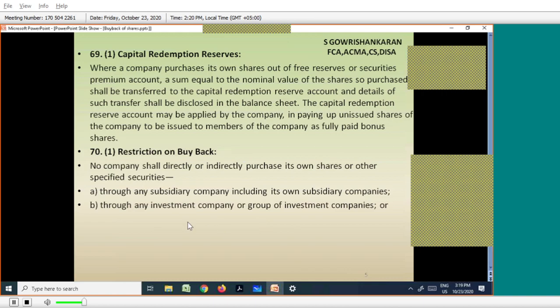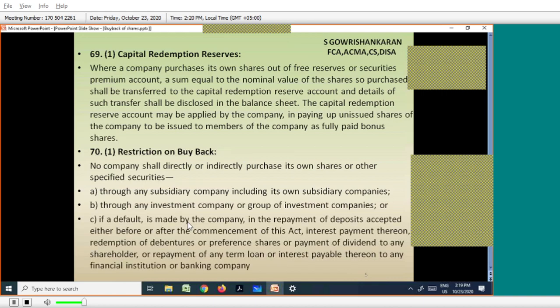Also, the next restriction on buyback is that I should not make any default. If I go for buyback, first I should pay my debenture holders' interest properly. Then only can I buy back the shares. If you have already defaulted on the interest, why are you doing a buyback? First pay the interest to your debenture holders, then go for buyback. Or if any dividend is already announced but not paid, I have to pay that. Interest payment, redemption of debentures, repayment of debentures, redeemable preference shares, all these I have to clear. Then only I can go for buyback. That is the restriction on buyback.